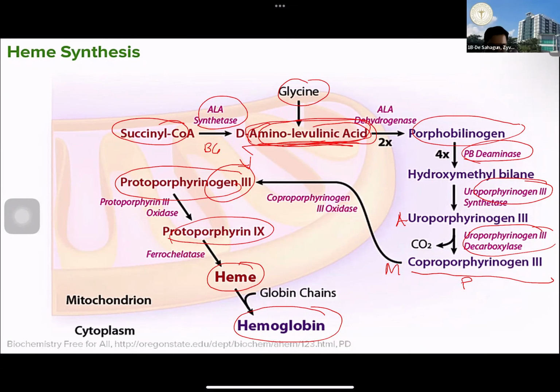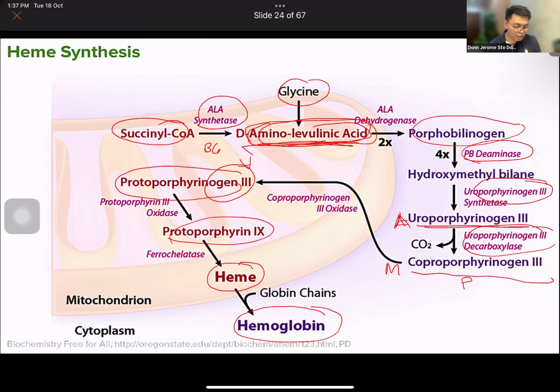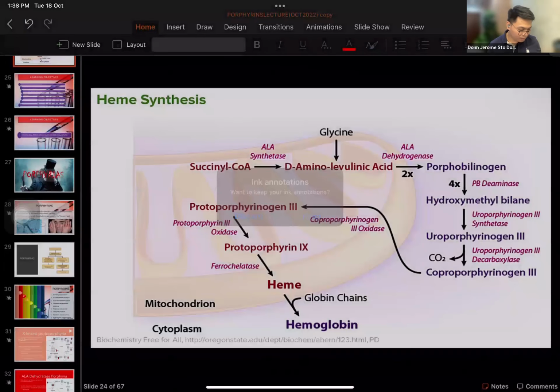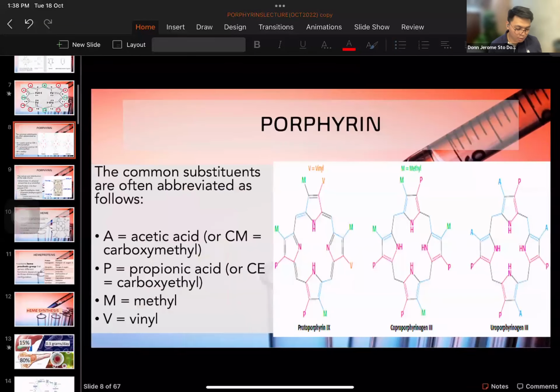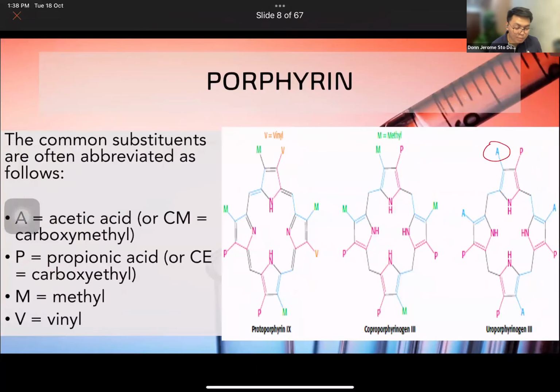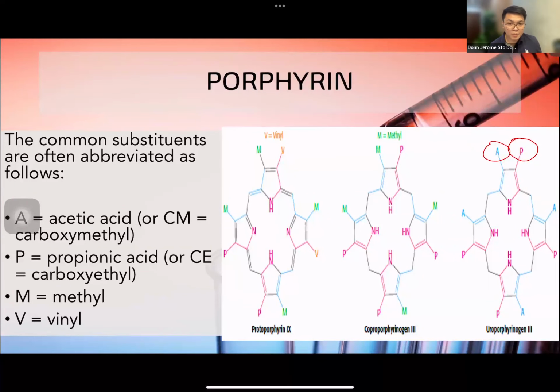Excuse po. Ano po ulit yung nakalagay na ANN doon sa uroporphyrinogen 3? Medyo nawala po ako sa part na yun. Alin, sorry. This one. Diba, if you remember, what are the side chains that you see in your uroporphyrinogen? Pinakita ko sa inyo yung structure nila kanina, yung mga examples. So, what are the side chains you see? The acetate and propionate, no?